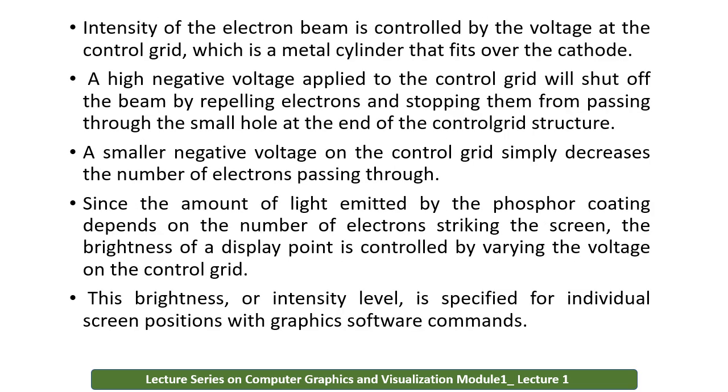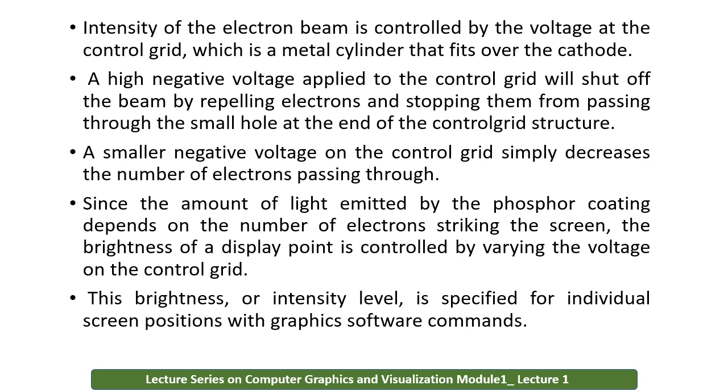A very important thing about the electron gun beam is intensity. The intensity of the electron beam is controlled by the voltage at the control grid, which is a metal cylinder that fits over the cathode. A high negative voltage applied to the control grid shuts off the beam, repelling the electrons and stopping them from passing through the small hole at the end of the control grid structure. Smaller negative voltages on the control grid simply decrease the number of electrons passing through it.